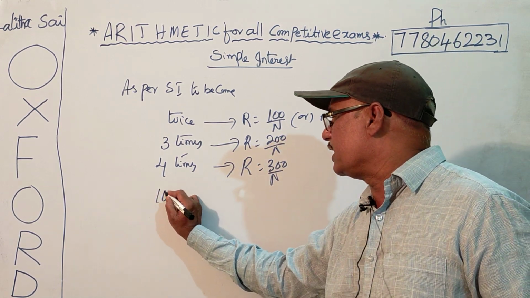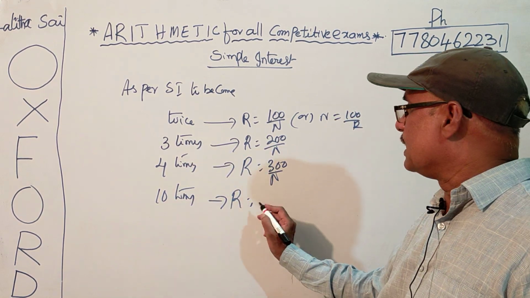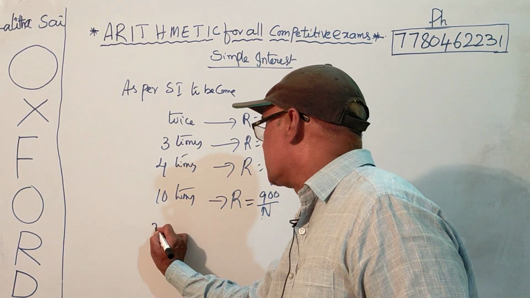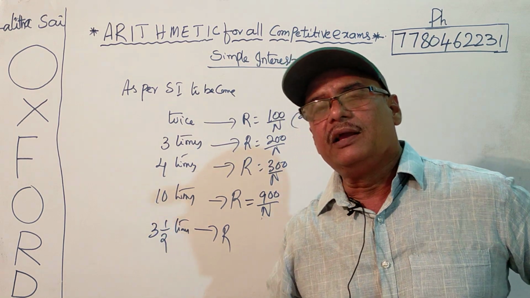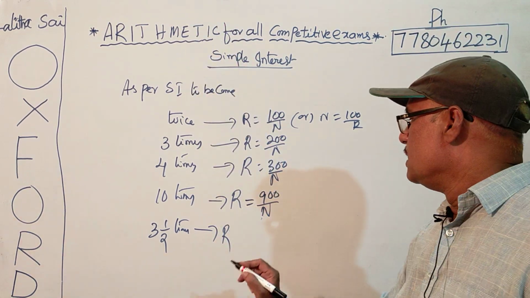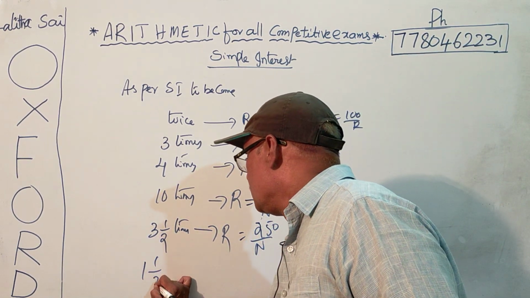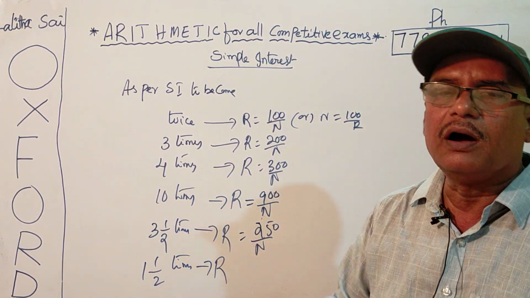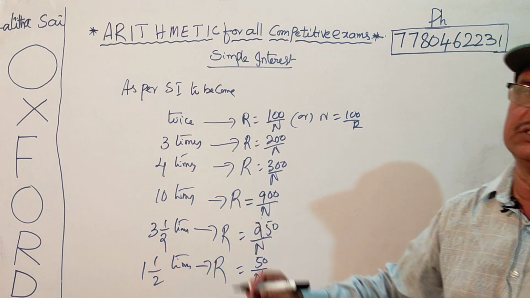In the same way, if it is 10 times, again the same rule. Subtract 1, that is 9 hundreds divided by N. If it is 3.5 times, what is the case? If 1 is subtracted from 3.5, it is 2.5, that means 2.5 hundreds, that means 250 divided by N. If it is 1.5 times, then 1 subtracted from 1.5 gives half of 100, which means 50. 50 by N. Okay, please take down once.